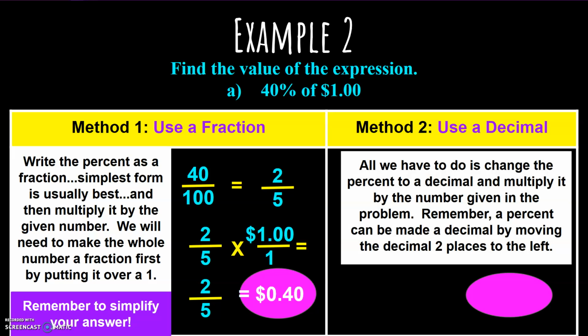All we have to do to change a percent into a decimal is move that decimal point over. 40% is the same as 0.4, which times $1 is 0.4. In this case, 40 cents, which we write as it is shown there.